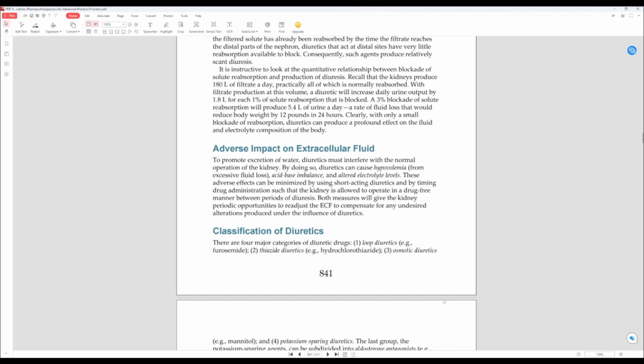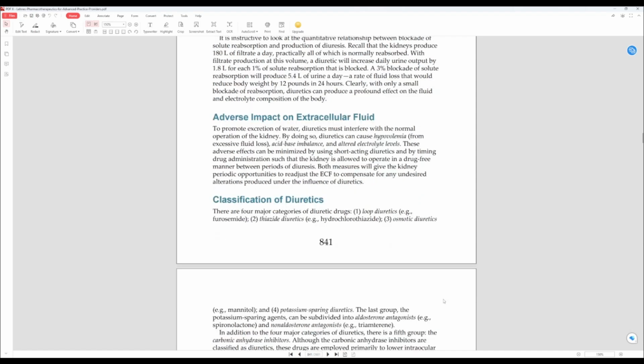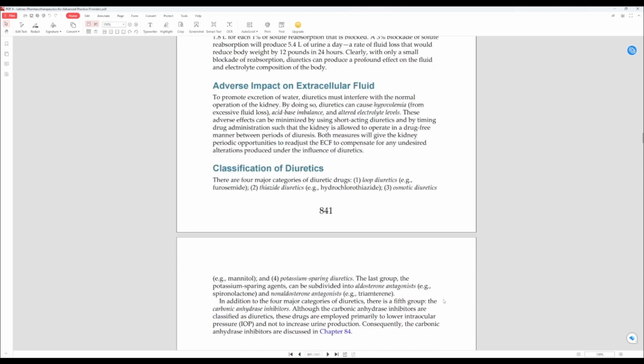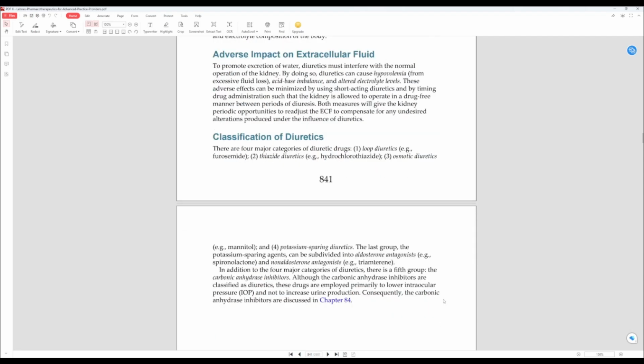Clearly, with only a small blockade of reabsorption, diuretics can produce a profound effect on the fluid and electrolyte composition of the body. So, adverse impacts on extracellular fluid. To promote excretion of water, diuretics must interfere with the normal operation of the kidney. By doing so, diuretics can cause hypovolemia, acid-base imbalances, and altered electrolyte levels.